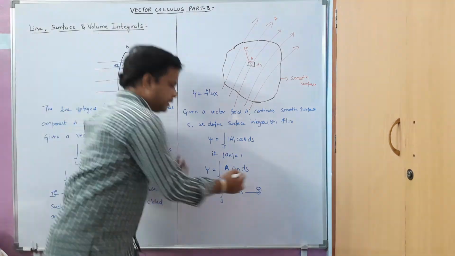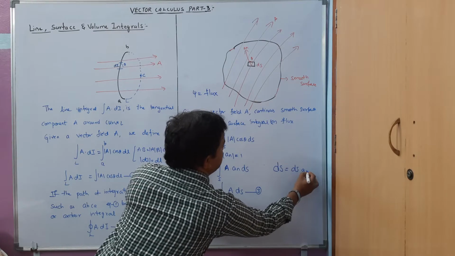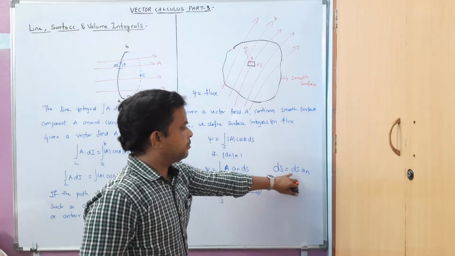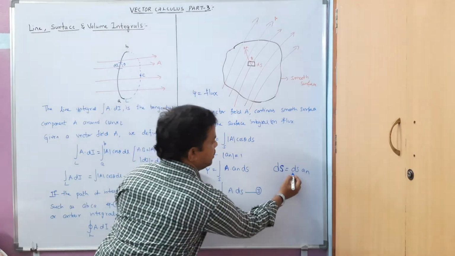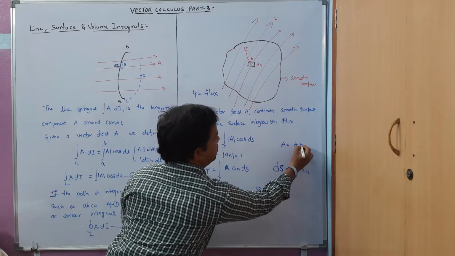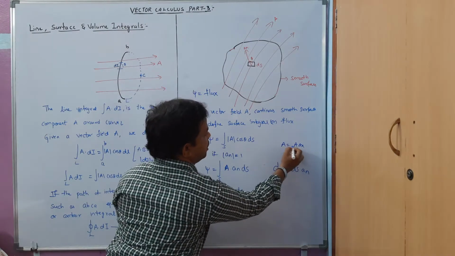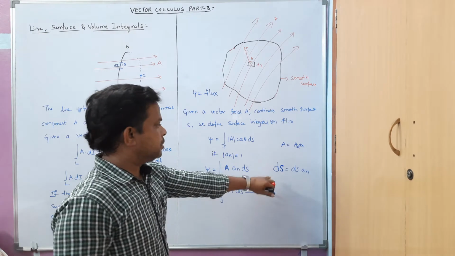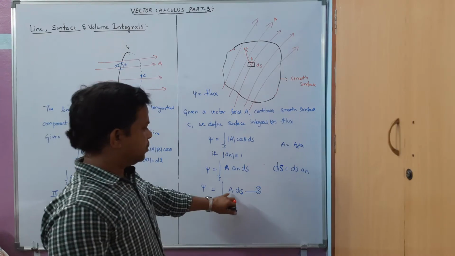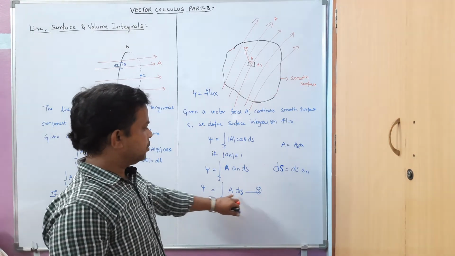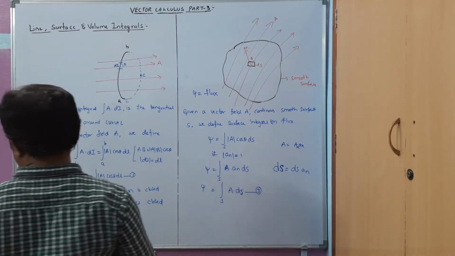Here ds is a vector, and it is nothing but ds into AN. AN is the unit vector and ds is a scalar, and we know that a vector can be given by a scalar into the unit vector, like A x. Similarly here we can write ds. This is A dot B, so mod A mod B. Mod A we can write here as A, and if mod AN is equal to 1 we can write in this form.